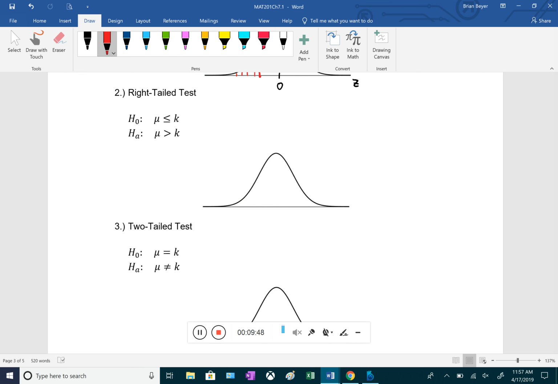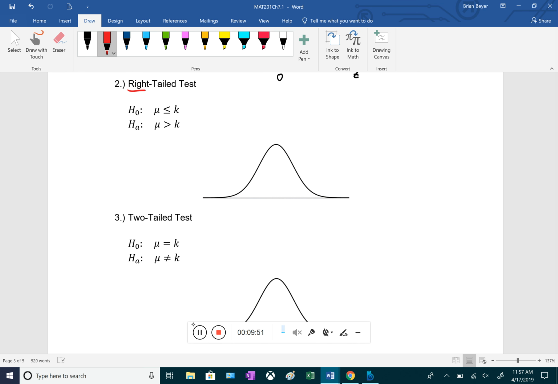The next one is a right-tailed test. A right-tailed test is going to be the setup if the alternative says greater than, and that's going to be the area to the right.